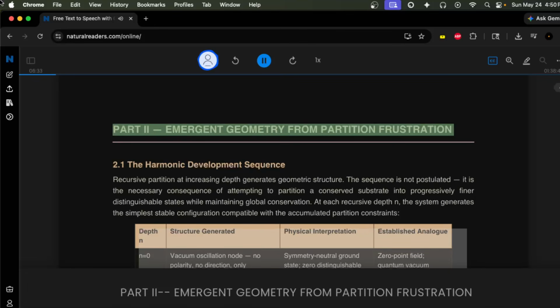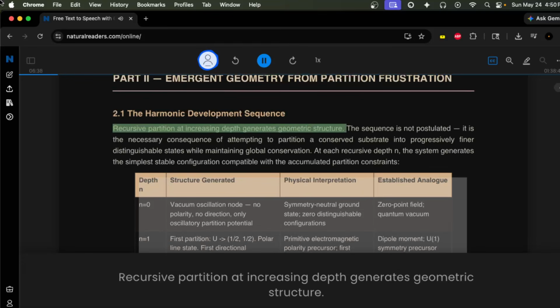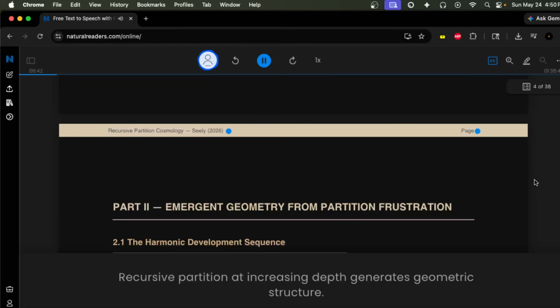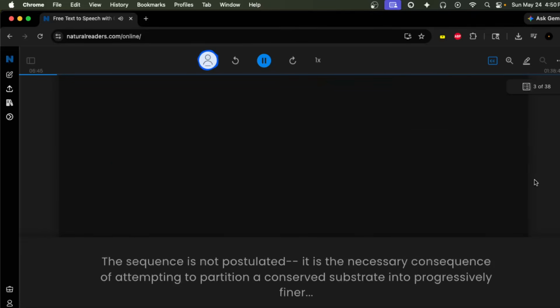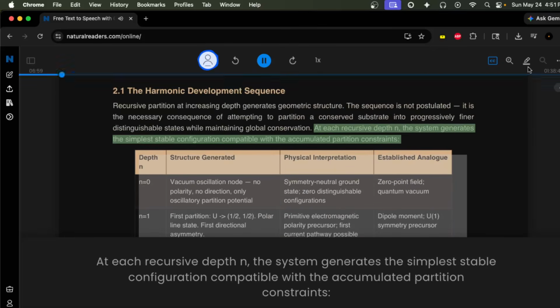Part 2: Emergent geometry from partition frustration. 2.1 The harmonic development sequence. Recursive partition at increasing depth generates geometric structure. The sequence is not postulated, it is the necessary consequence of attempting to partition a conserved substrate into progressively finer distinguishable states while maintaining global conservation. At each recursive depth n, the system generates the simplest stable configuration compatible with the accumulated partition constraints.